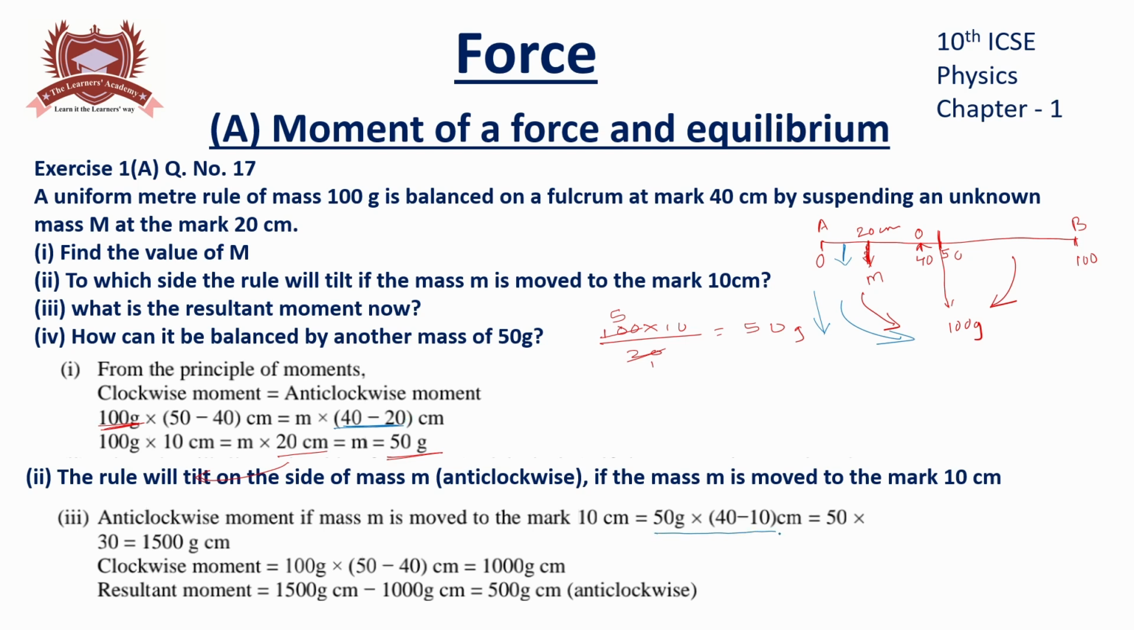Here it would be 50 grams multiplied by 40 minus 10. So that would be 50 times 30. So it would be equal to 1500 gram centimeter. Then we have clockwise moment. Clockwise moment कितना होगा? तो जो इतना था इधर था उतना ही होगा. That would be 1000 gram centimeters.